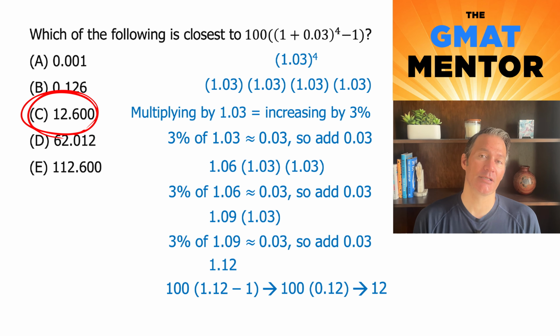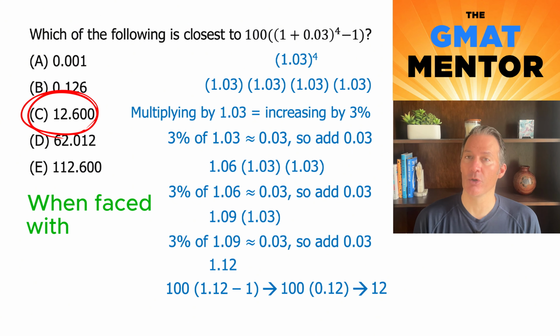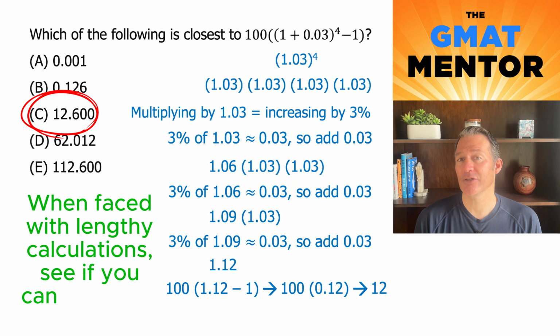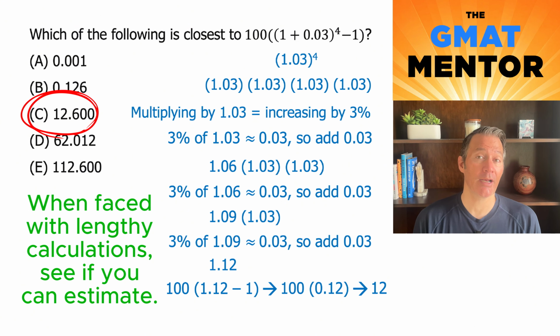The takeaway is this. Whenever a GMAT problem seems to require a long calculation, ask yourself whether an estimate is good enough. If the answer choices are spread far apart, it often is. Here, recognizing that multiplying by 1.03 is the same as adding 3%, let us estimate our way to the correct answer in just a few seconds. Hopefully that helps the GMAT make sense.